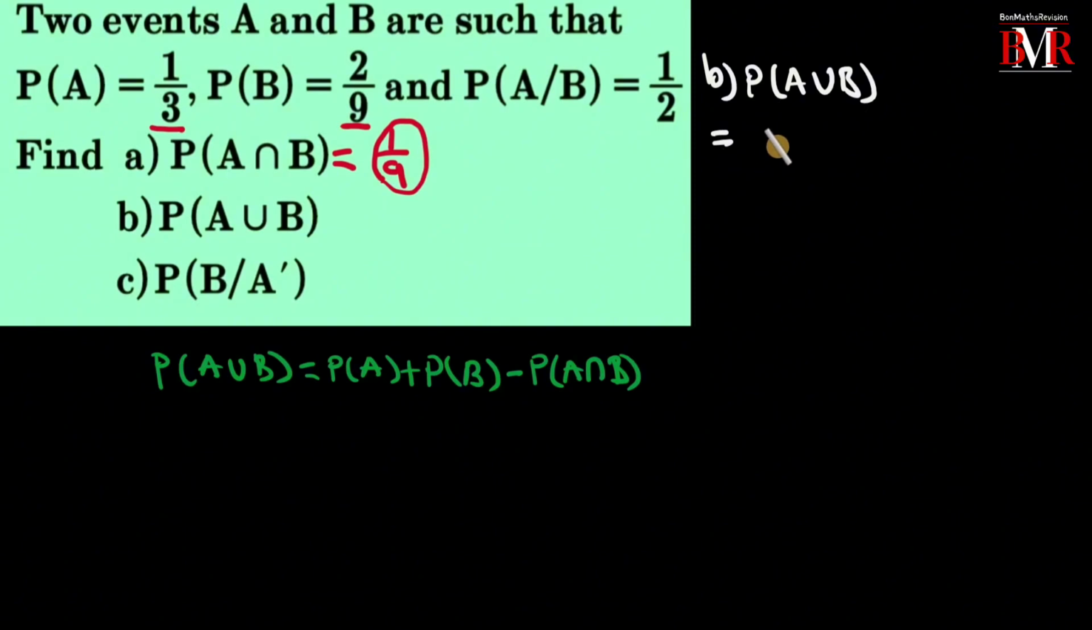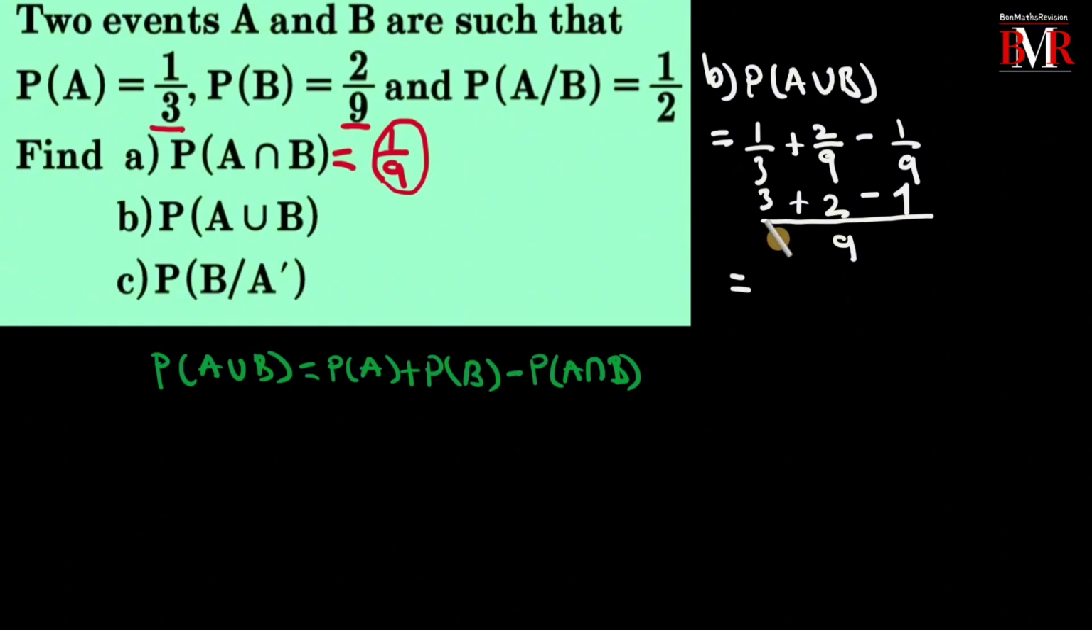That is, in the place of the probability of A, I will write 1 on 3 plus 2 on 9 minus 1 over 9. Now, these are 3 fractions, so to simplify, I need to look for the LCM. The LCM of 3 and 9 is 9. 3 can go to 9 3 times. 3 times 1 is 3. 9 divide 9 1 time. 1 times 2 is 2. 9 divide 9 1 time. 1 times 1 is 1.